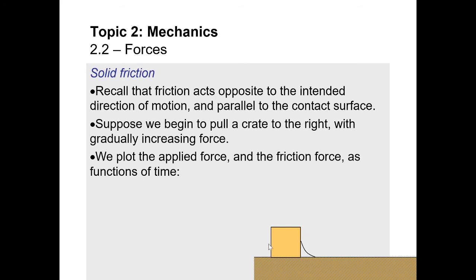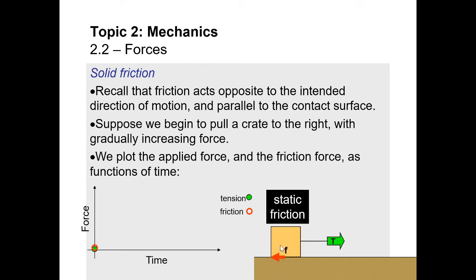All right, so we have this crate. There's a rope attached to it, and we're going to plot the force as a function of time that we apply on the crate. Tension will be represented by a green circle, friction by a red hollow circle. Initially there's no tension and therefore there's no friction. Remember, friction's acting between the bottom of the crate and the table surface. Now we start to apply a little bit of tension force. The block is not moving.